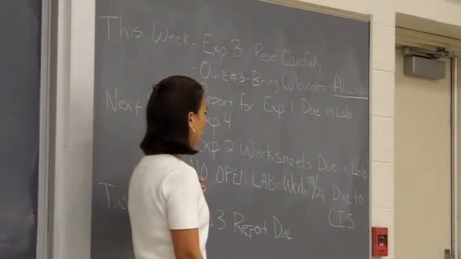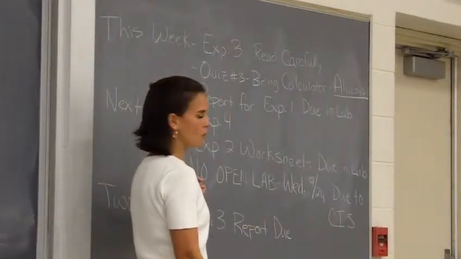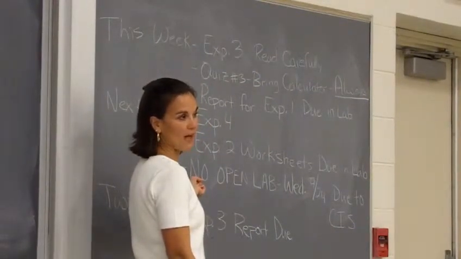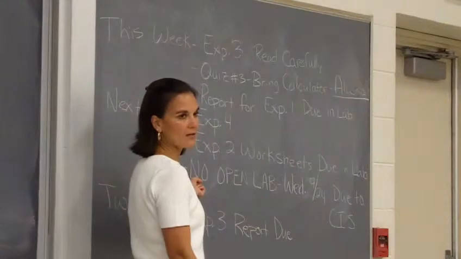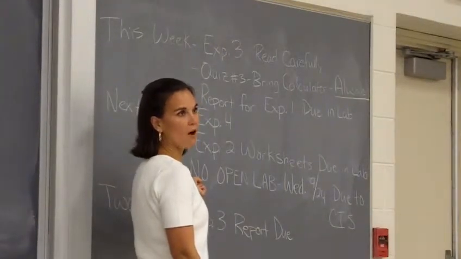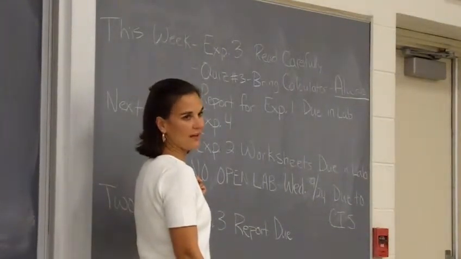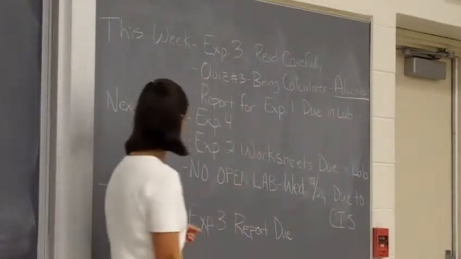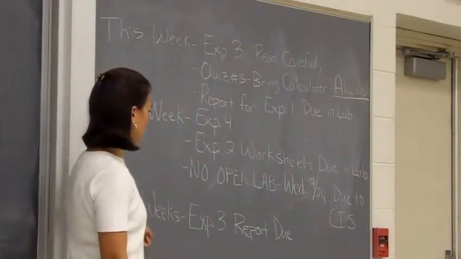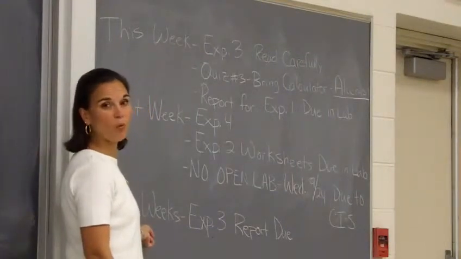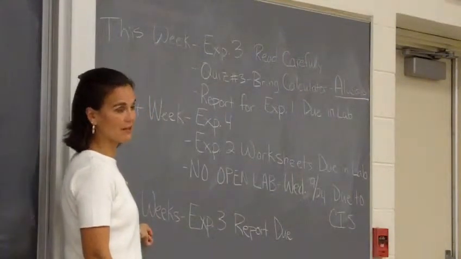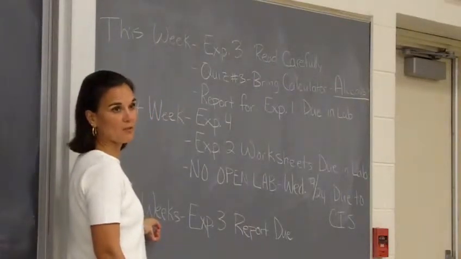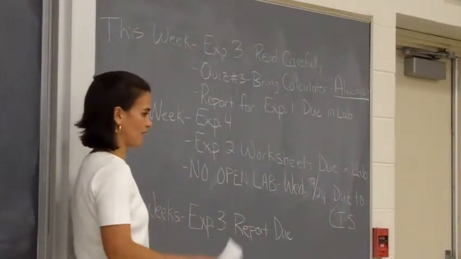There is no open lab next Wednesday, the 24th of September, so plan accordingly for that too. Due to CIS, Critical Issue Symposium, all classes are out of session that day, so there is no open lab either. And then in 2 weeks, so experiment 3 is only a 1-week experiment, it's not a 2-week experiment, your experiment 3 report is going to be due. So just make sure to prepare ahead for that, okay?